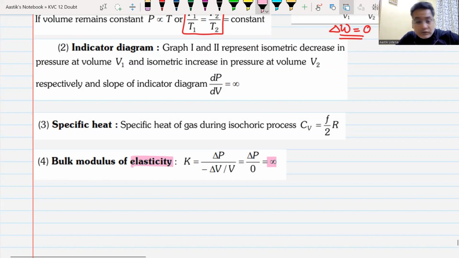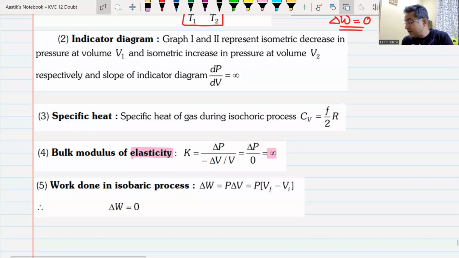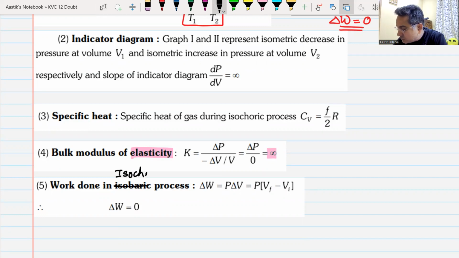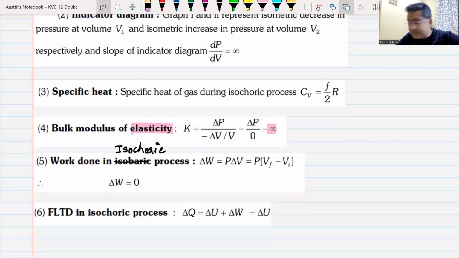Now I've already told you that work done in an isochoric process is zero, because there is no change in volume, so the work done would be zero. Anyone understands this? Yes or no? Yes.